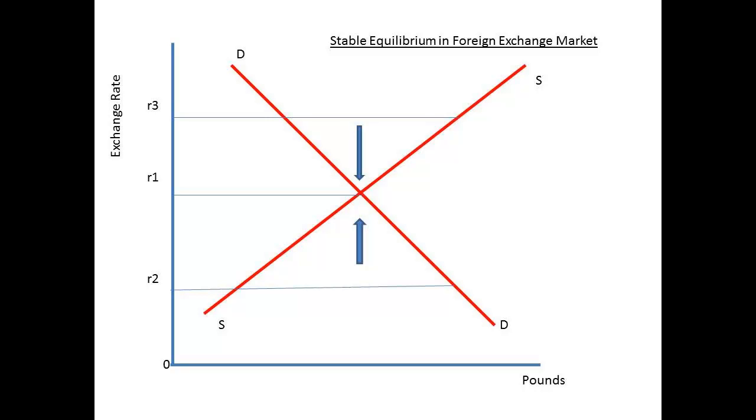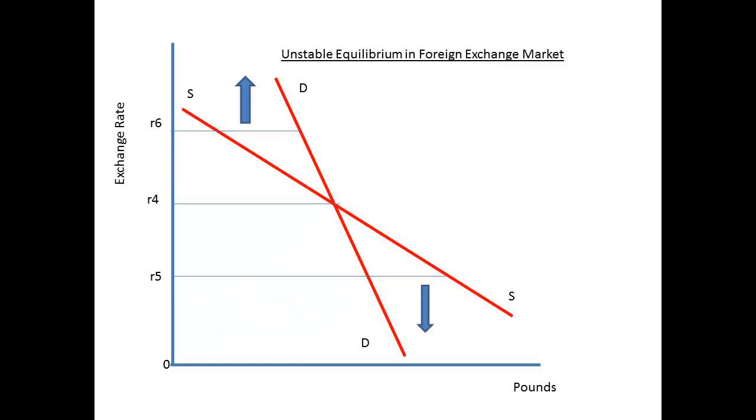At R3 the supply of pounds exceeds demand, and so the exchange rate is pushed back to R1. At R2 demand exceeds supply, and so the exchange rate is pushed up. The situation represents stable equilibrium.